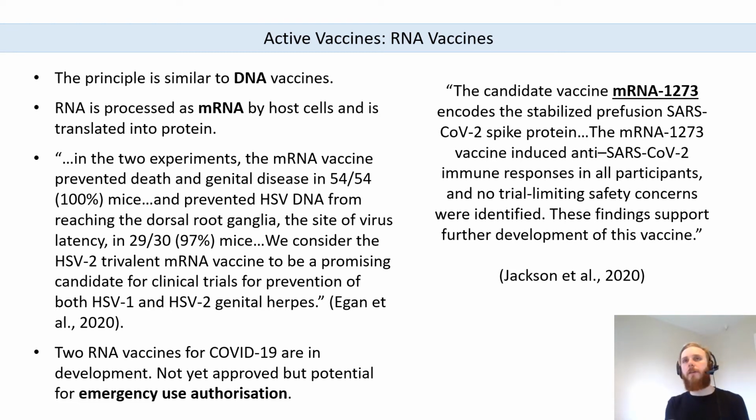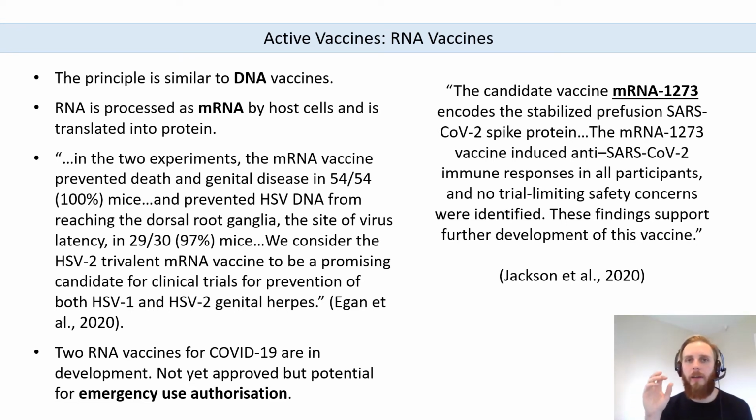RNA vaccines are interesting at the minute because they're relevant to COVID. So there are COVID RNA vaccines that are being developed, one of which is mRNA 1273. I have a quote here from a paper that's very recently been published, describing how the candidate mRNA 1273 encodes the SARS coronavirus 2 spike protein. Now this spike protein, if you're looking into vaccines against SARS coronavirus 2, you'll see come up again and again and again.